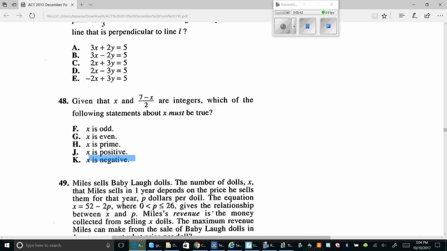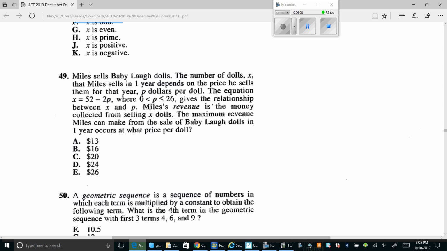What about a negative number like -1? 7 minus -1 is 8, divided by 2. So it didn't have to be positive, didn't have to be prime, didn't have to be even, didn't have to be negative. It had to be F, that x has to be odd.